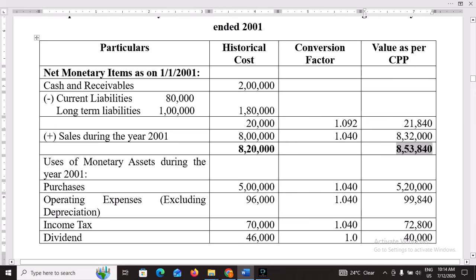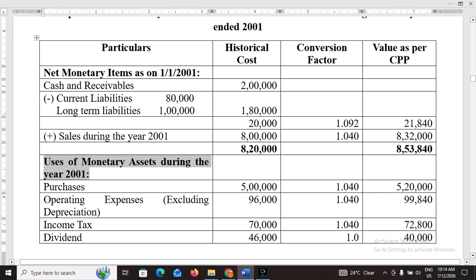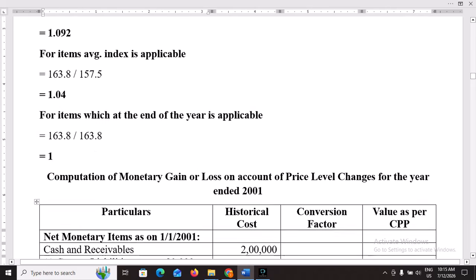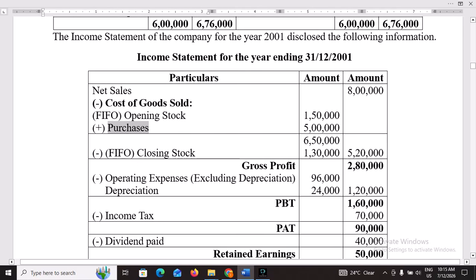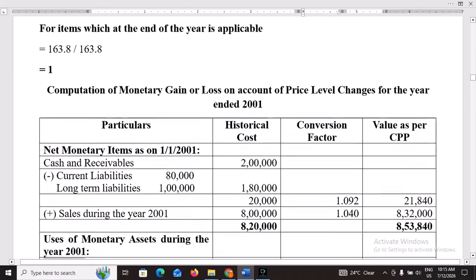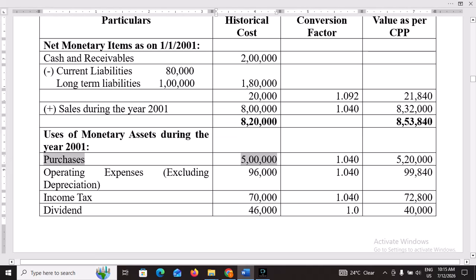Correct? Now uses of monetary assets during the year. First item is purchases. Purchase is 5 lakh. During the year means average rate applicable, so average rate is 1.04. So 5 lakh into 1.04 is 5 lakh 20,000.